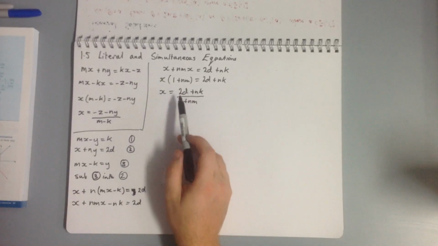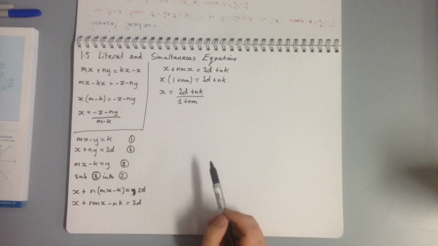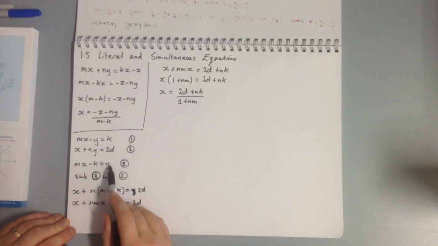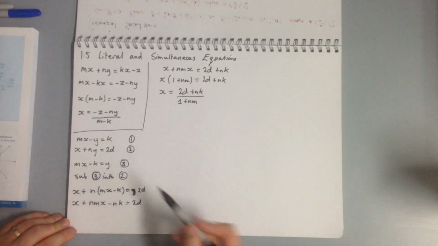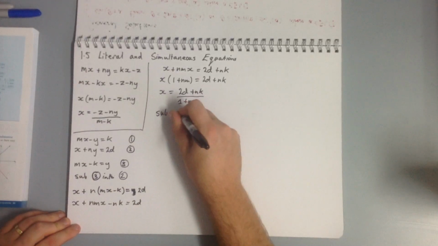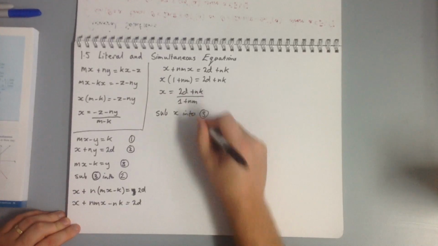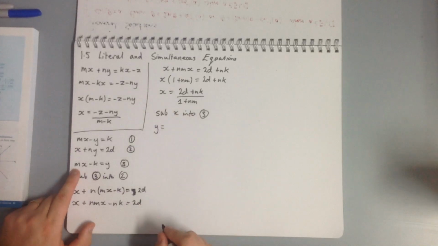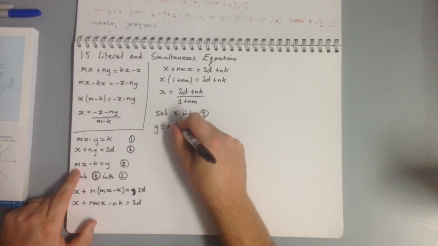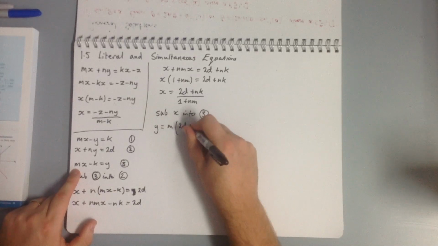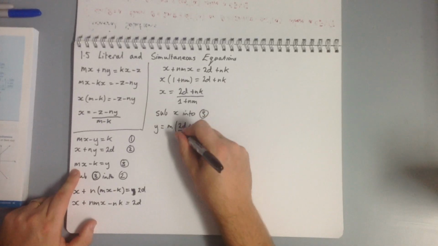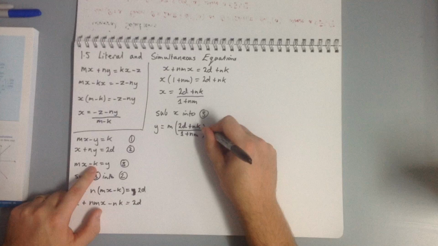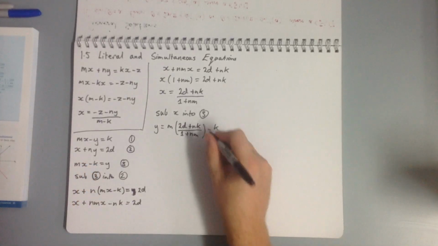Now we've solved our equation for x. We need to also solve it for y. The easiest equation to use now is equation 3, because we've already got it in terms of y. So all we've got to do is put this x value into it. If we sub x into 3, we get y equals m times our 2d plus nk on 1 plus nm, minus k. That is what we're going to get as our answer.